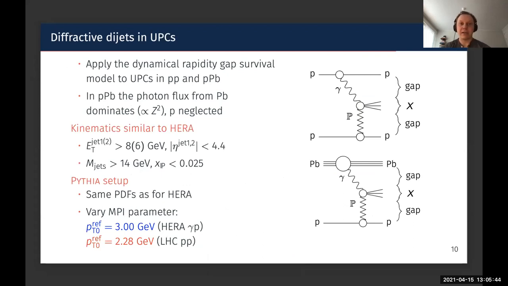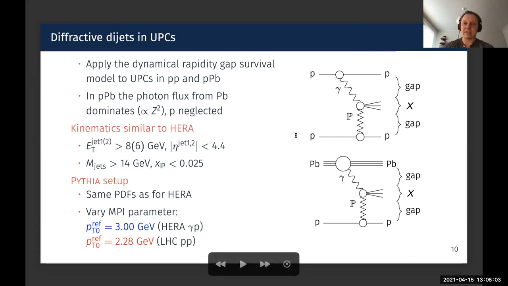But we can also apply our framework to ultra-peripheral collisions. Here we have considered two different kinds of ultra-peripheral collisions, one in proton-proton and the other in proton-lead.